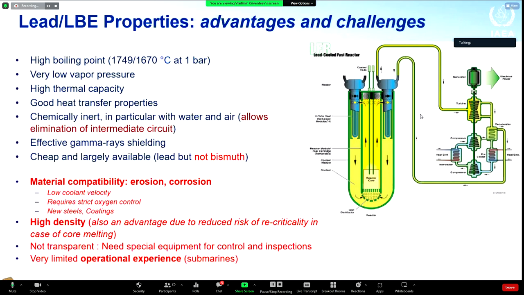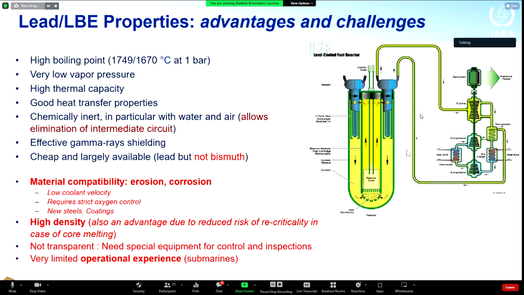So lead and lead-bismuth reactors were designed because sodium has a very disadvantageous property, which is that sodium reacts violently with water, and even in air sodium starts to burn. It is not a big fire like gasoline, but it still doesn't require any ignition. So you want to separate sodium and water, and then you have to implement an intermediate circuit, which makes the cost of the reactor much higher. If you use lead, which does not react violently with water and air, then you can skip this intermediate circuit and make all the systems and the construction cost smaller and cheaper, of course.